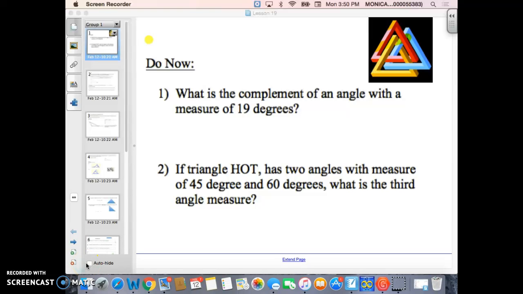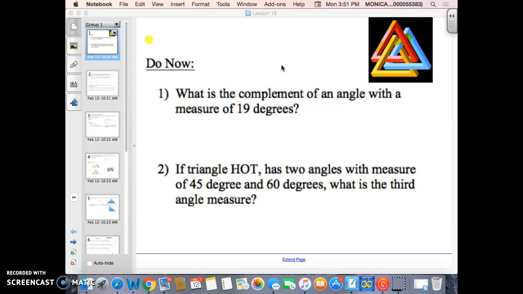Okay, so this is day 2. This should be lesson number 19. It says, what's the complement of an angle with a measure of 19 degrees? And so I remember the word complement. What I should be thinking about in my head is a 90-degree angle.